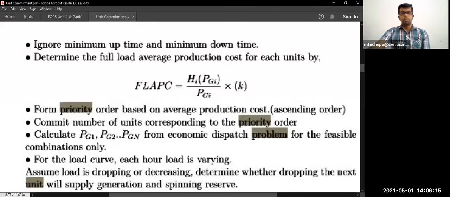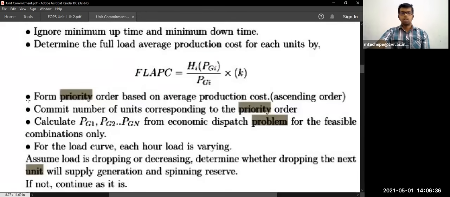That is FLAPC. Full load average production cost, FLAPC, is equal to the net heat rate characteristics times the fuel cost. The fuel cost is given by small k. So FLAPC is equal to Hi of PGi divided by PGi. So what is the next step? Step number 2: form the priority order based on average production cost. Using ascending order, you sort and form the priority order.